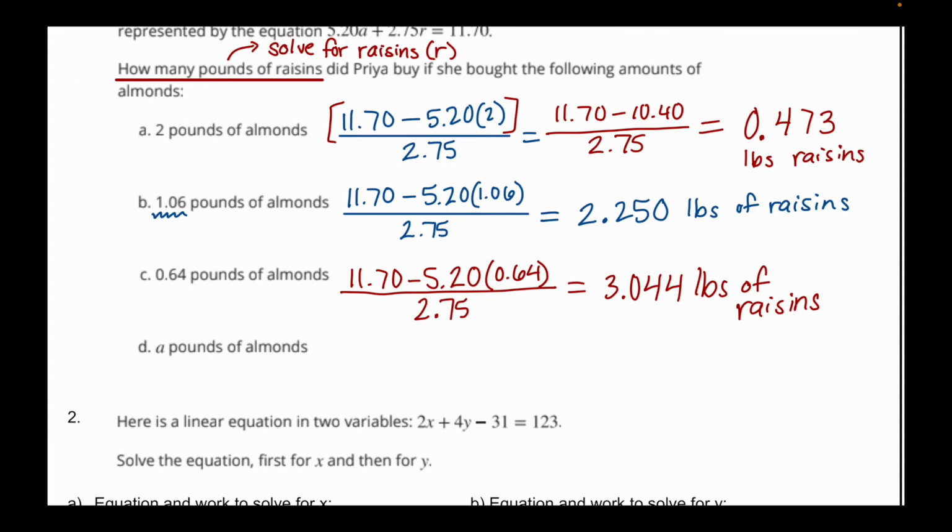And if we didn't know the number of pounds of almonds, we can just use A. So this would be 11.70 minus 5.20A, and then that would be over 2.75. And that would equal R, which is the pounds of raisins.